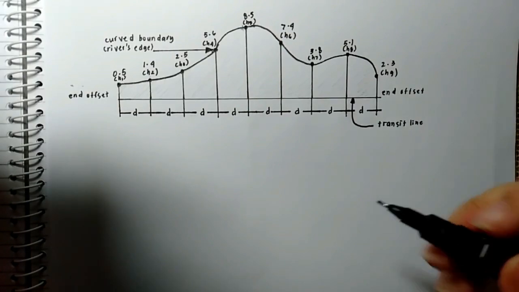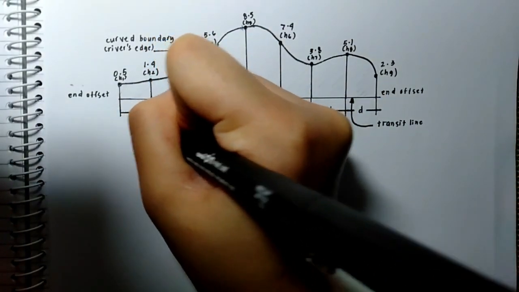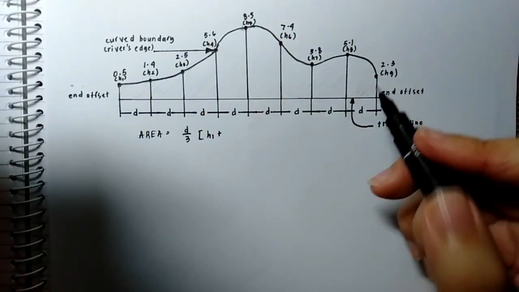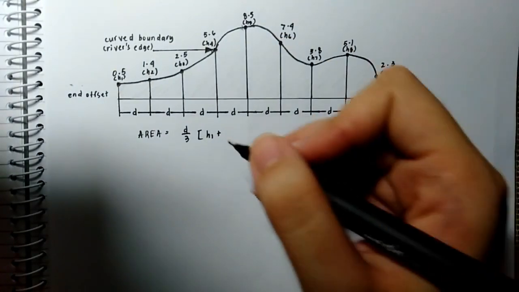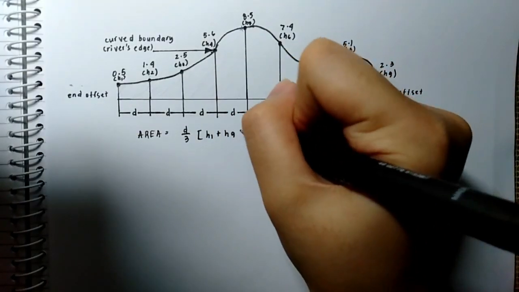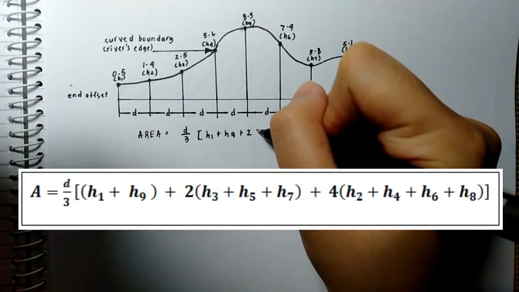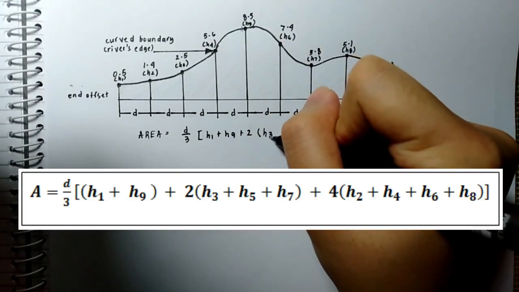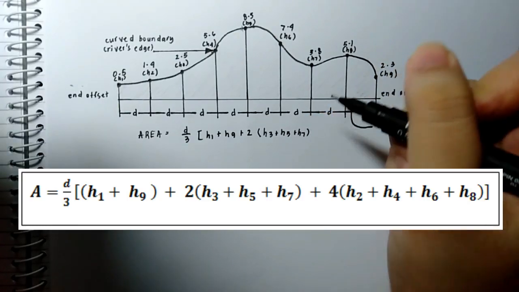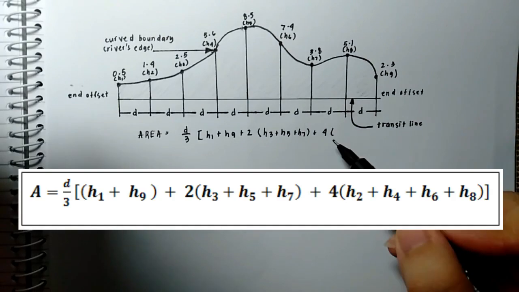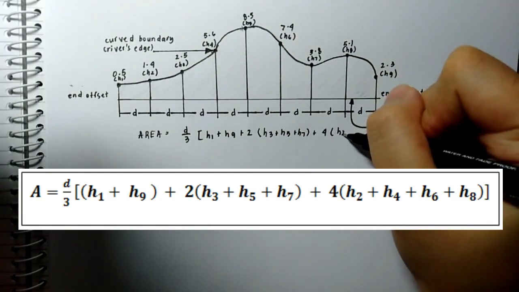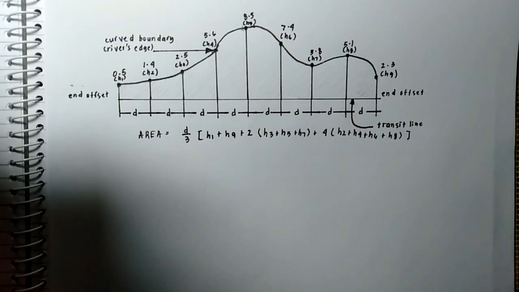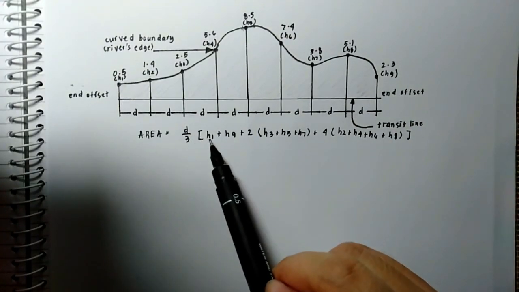So in this case, our formula would be area equals d over 3 h1 plus, they are all 9. So you will put h9 plus 2. So all of the odd numbers are grouped here. h3 plus h5 plus h7 plus 4, and all the even numbers are grouped here. Plus 4, h2 plus h4 plus h6 plus h8. So, we will put the numbers here.